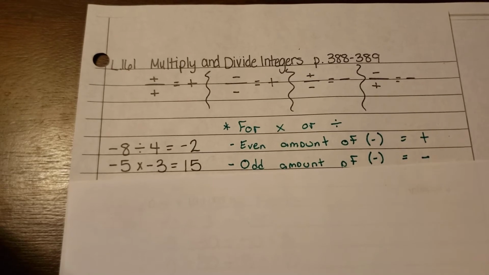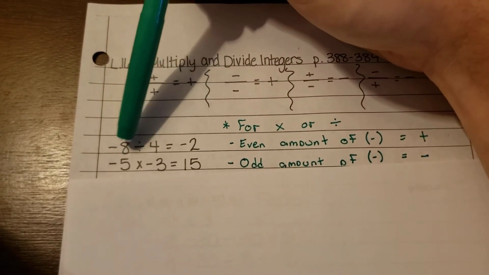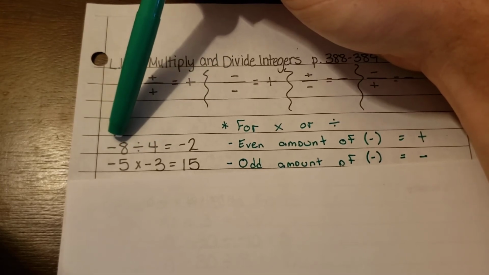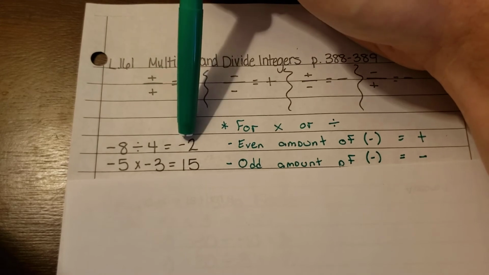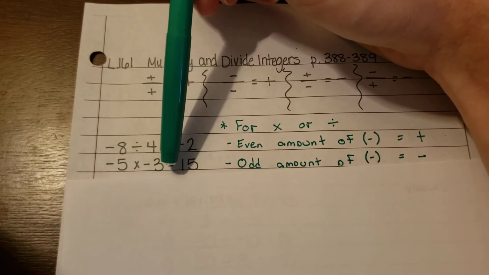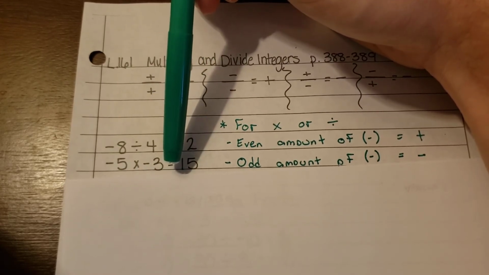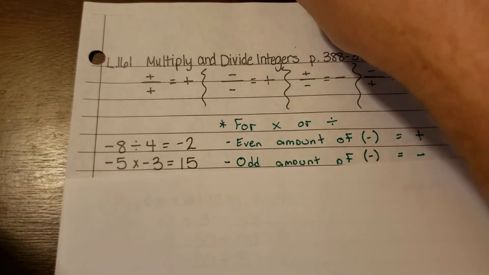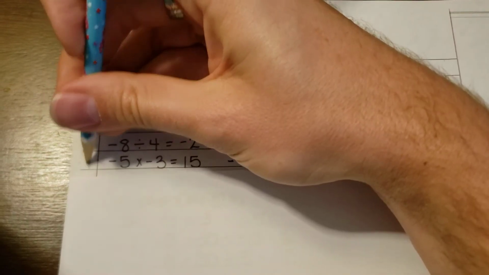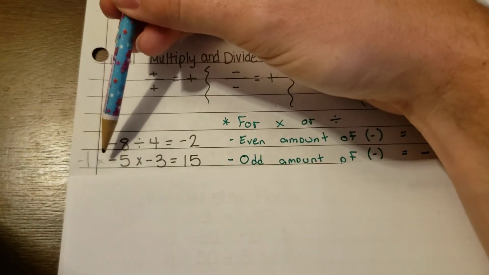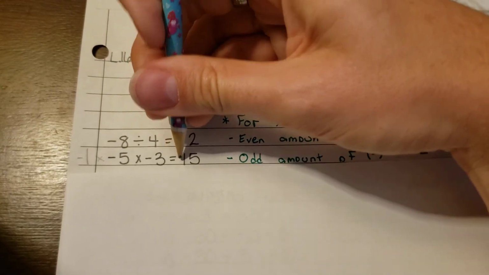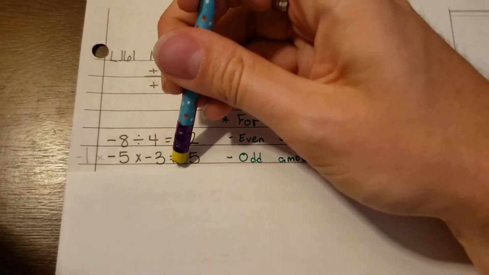So in this first example, I have an odd amount of negatives. I only have one. One is an odd number. So therefore, my answer is going to be negative. Whereas in this case, I have an even amount of negatives involved with multiplication. But if I had negative 1 times negative 5 times negative 3, well, that's 1, 2, 3 negative numbers. That would make this negative. But that's not the case.